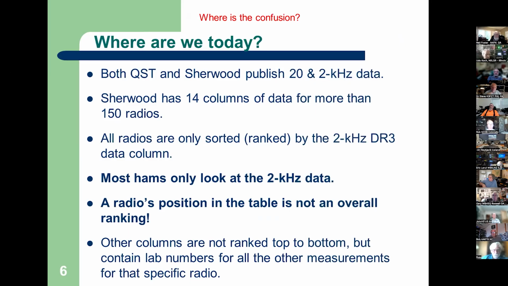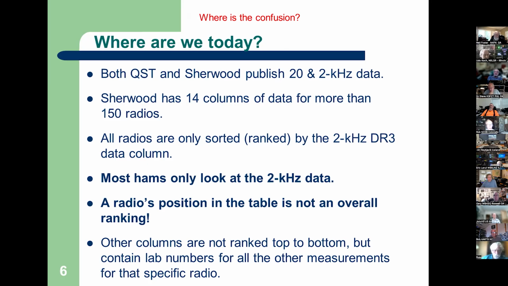So where are we today? Well, both QST and my publications list both 20 kilohertz and at least one 2 kilohertz in QST. Now, my website that you just saw a little portion of has 14 columns of actually 158 radios. A few of them are second samples because our direct sampling radios vary from sample to sample, so there's some duplicates there, fewer than 10 probably. All the radios are sorted, in other words ranked, by the 2 kilohertz third order dynamic range column.